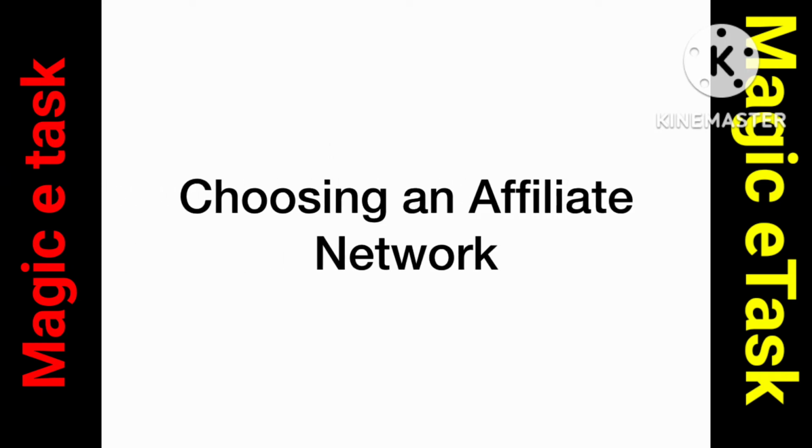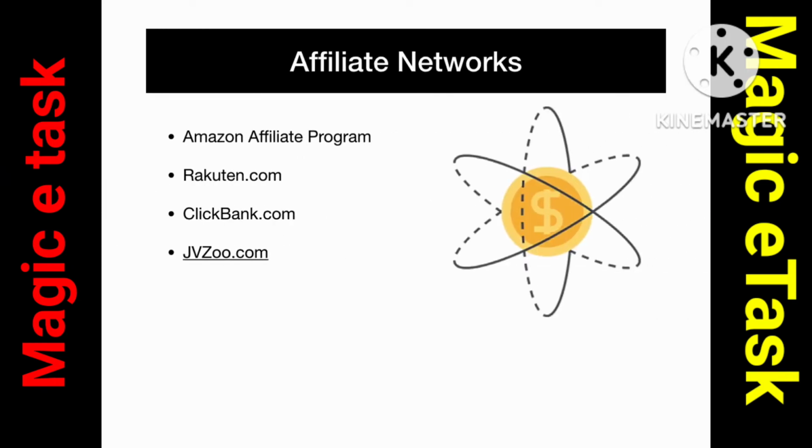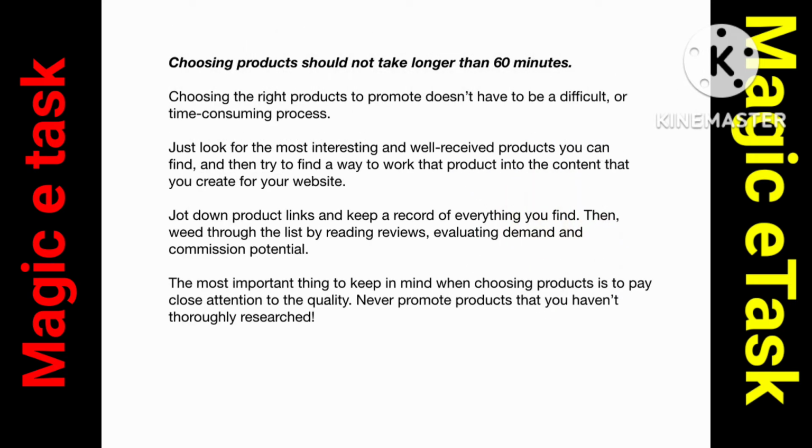Choosing an affiliate network. Start off with Amazon Affiliates Program, Rakuten.com, ClickBank.com, and JVZoo.com. Choosing products shouldn't take longer than an hour. Just look for the most interesting and well-received products and find a way to incorporate those into high-quality content. Record everything you find. Then weed through the list by reading reviews, evaluating demand and commission potential. The most important thing is to choose products that are high quality. Never promote products that you haven't thoroughly researched.